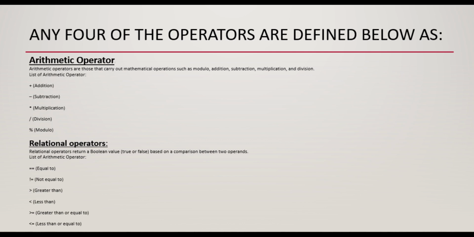2. Relational operators. These are used to compare two values and return a Boolean result, true or false. Examples include ==, !=, >=, and <=. Example: if a > b checks whether a is greater than b.